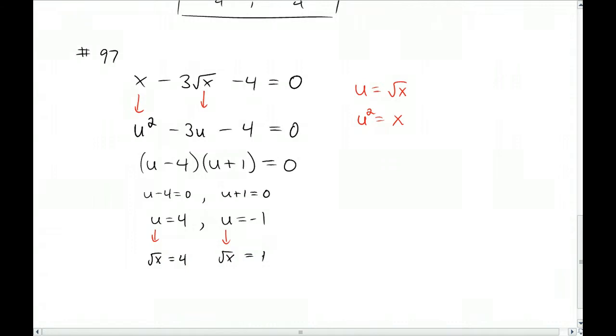How do you get x by itself now? Well, you square both sides. You square the left side and you just end up with x. Square the right side and you get 16. And using that same method, you get x equals 1. And those should be the two answers to that problem.